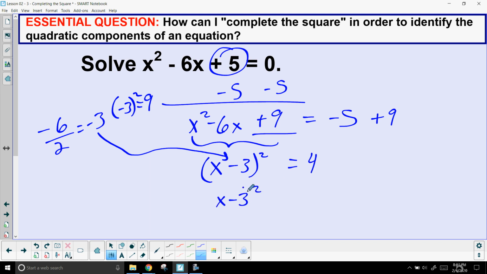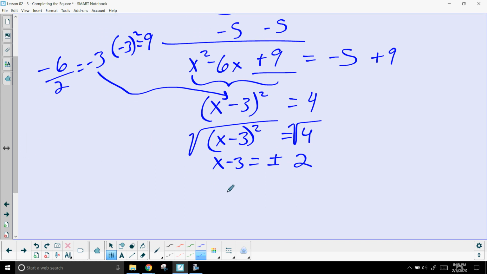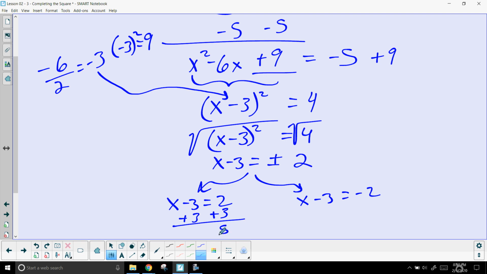So take the square root. And we get x minus 3 equals plus minus 2. The radical goes away because the square root of 4 is 2. Okay, split it. So we get x minus 3 equals 2. X minus 3 equals negative 2. Add 3. We get 5. Add 3. We get 1. So 1 and 5.